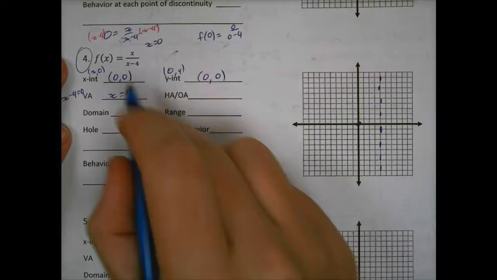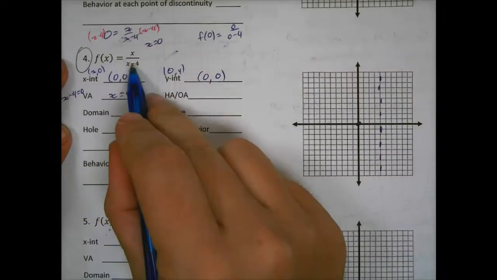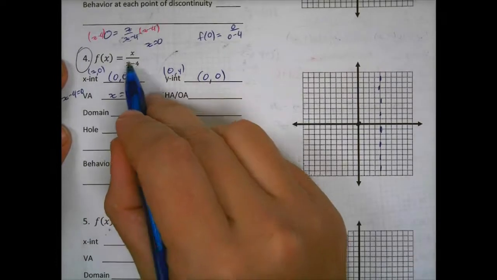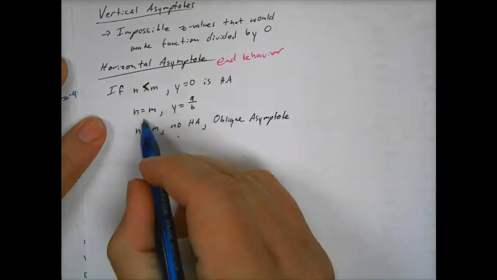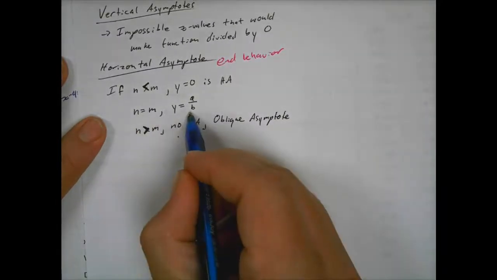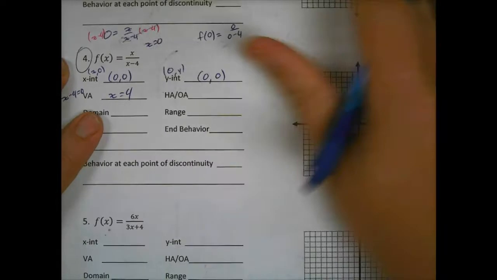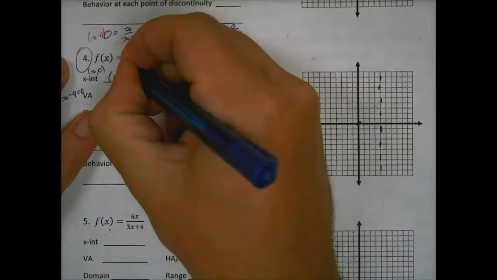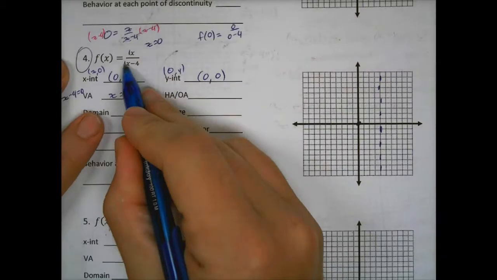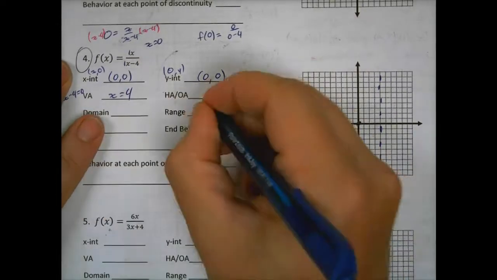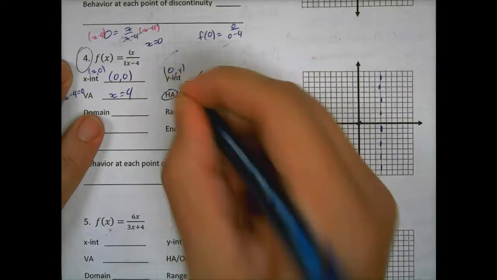All right, now horizontal asymptote. Again, we got to look at the powers. So we have x to the first and x to the first. Going back to your rules, when the powers are the same, we are going to take the coefficients of them. So if our powers are the same, I look at the coefficients. This is 1 divided by 1 because the coefficients are 1 over 1. So y equals 1 is our horizontal asymptote.